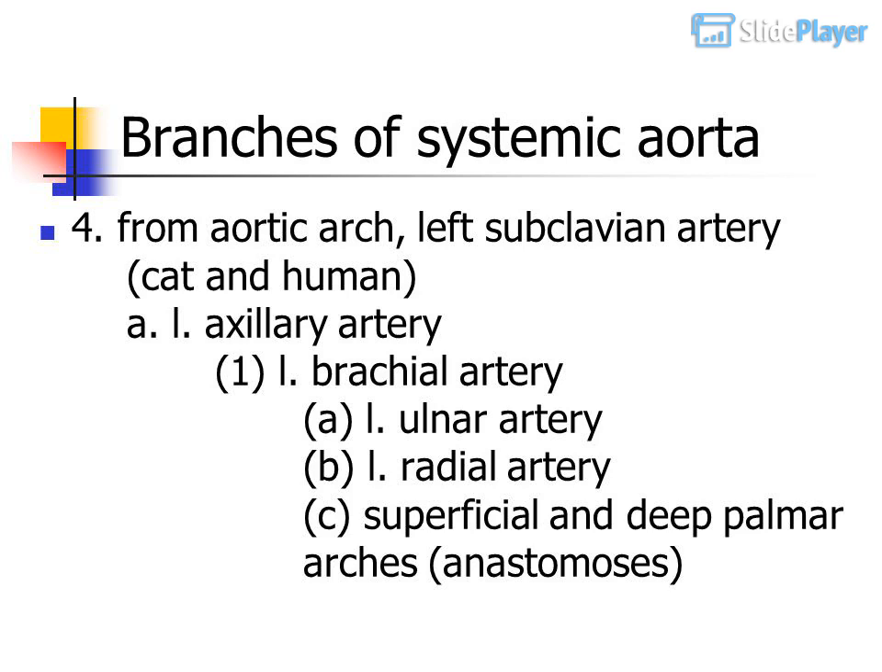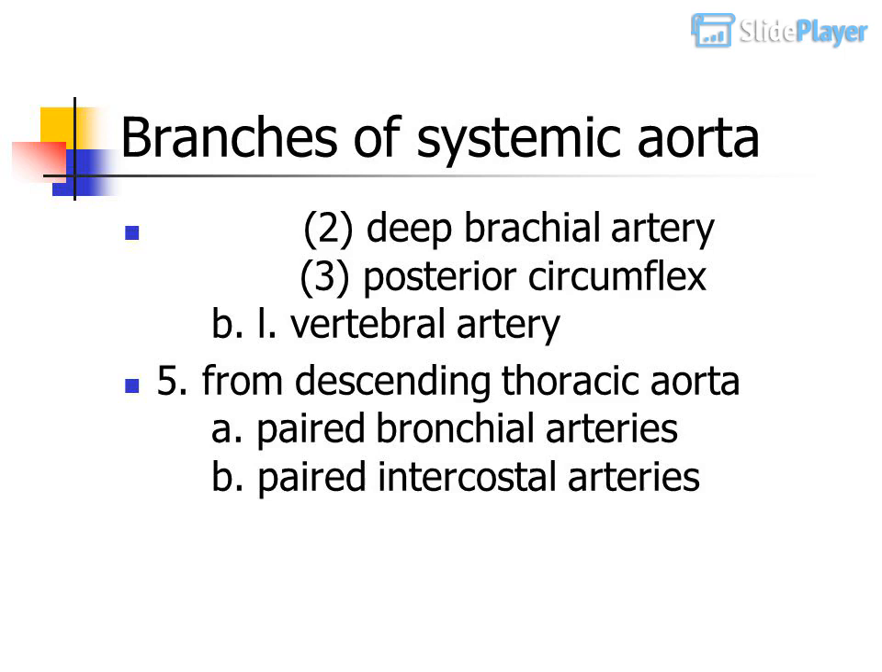Branches of systemic aorta. 4. From aortic arch, left subclavian artery, cat and human. a. Left axillary artery. 1. Left brachial artery. a. Left ulnar artery. b. Left radial artery. c. Superficial and deep palmar arches, anastomoses.